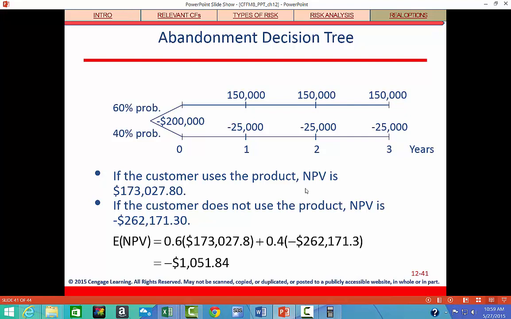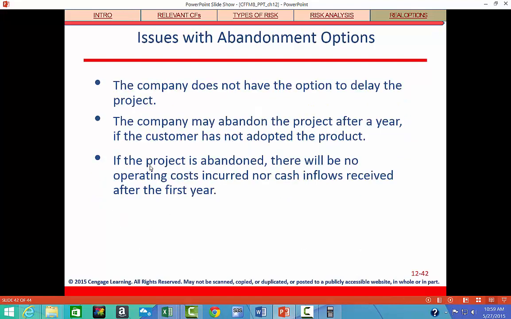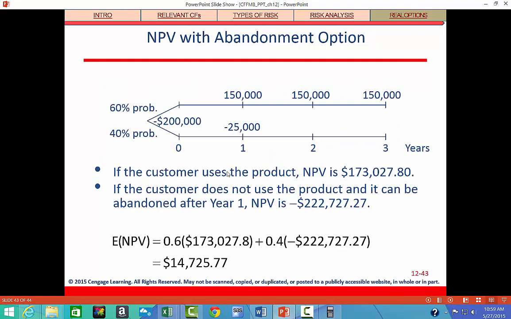However, the thing that we didn't consider is that after year one, if we know more information that this project is a failure, we would stop the project. With the abandonment option, the company doesn't have the option to delay the project. So you have to start it and see what happens. Now after 1 year, you can abandon the project. That's the whole idea with this type of project. And after it's abandoned, you don't have any of those cash flows anymore. So this is what this would look like.